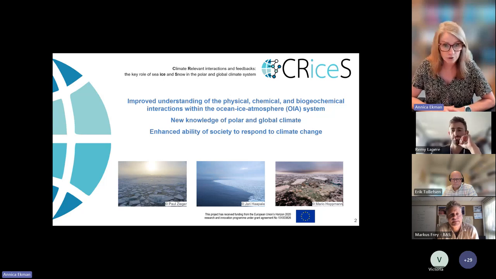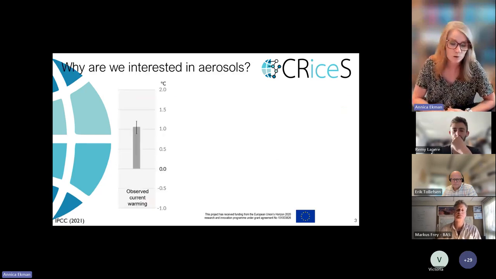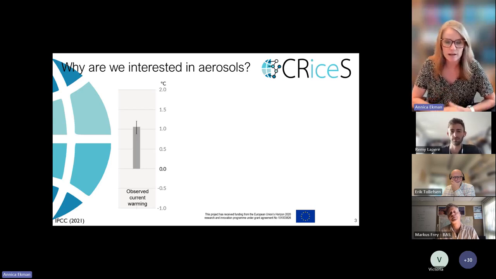And there are four core themes within CRiceS, and one of them is aerosols and clouds. So why are we interested in aerosols, and what is an aerosol? For those of you who are not working with that every day, an aerosol is a solid or liquid particle suspended in the air. And on average, as a global average, aerosols cool climate.